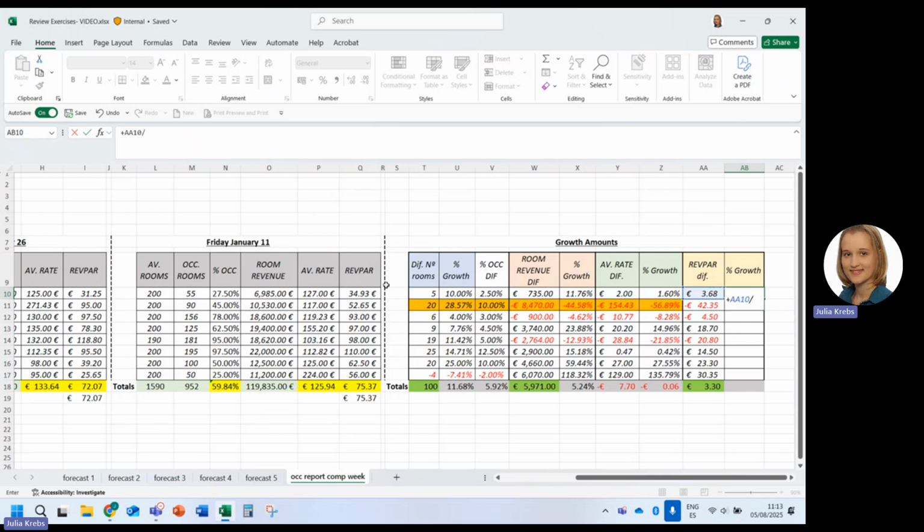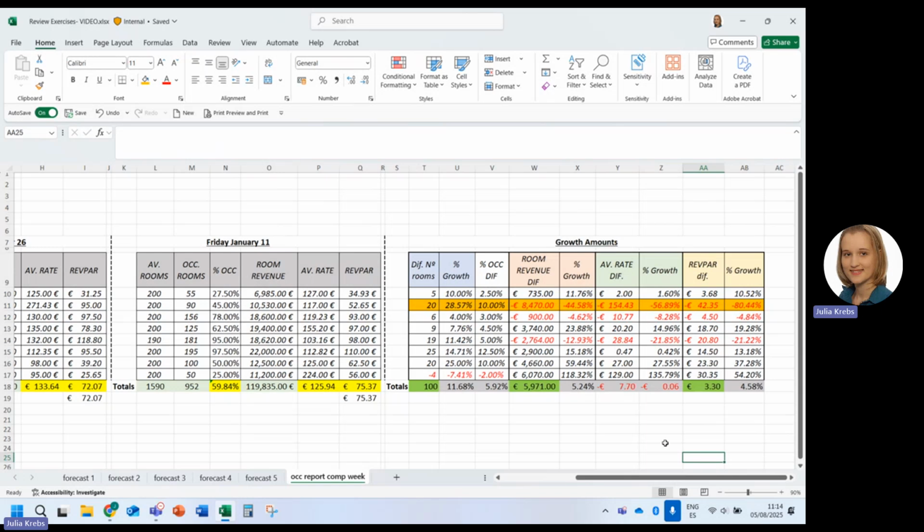Let's do the growth amounts to double check everything. Okay, so again, these ones are negative. I know you can do this with a conditional formatting. I'm just doing it quickly like this because we just have a few dates. Of course, if you have a longer table, you would need to do this faster using the conditional formatting. But for now, it's fine.